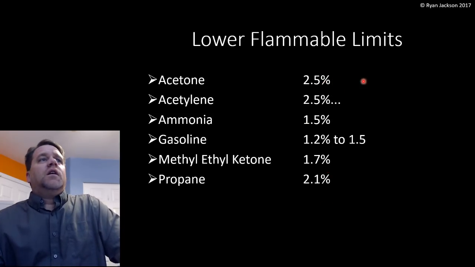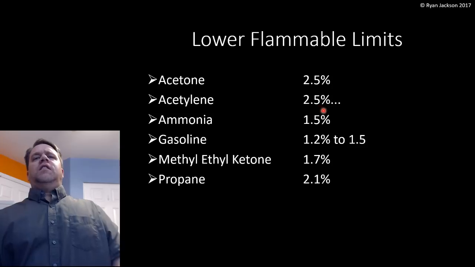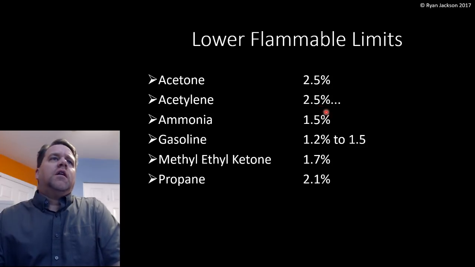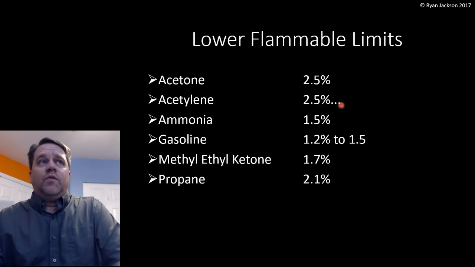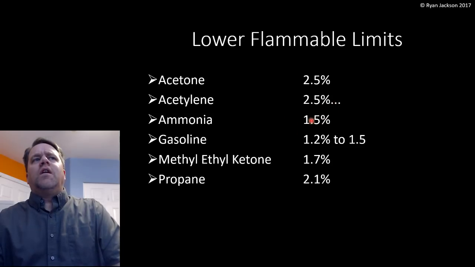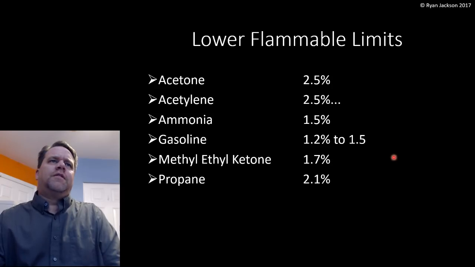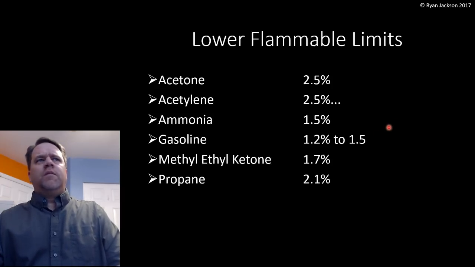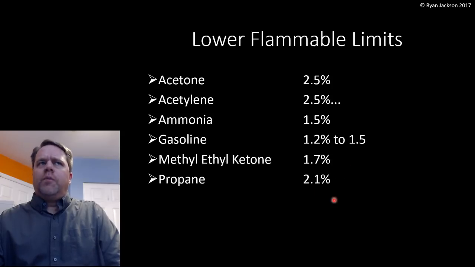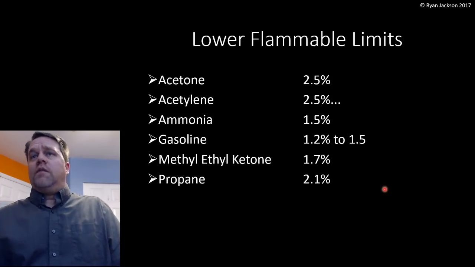Acetone, 2.5. Acetylene, 2.5. Acetylene is unique, actually. Acetylene can actually burn at 100%, which is interesting. Ammonia, 1.5. Gasoline, 1.2 to 1.5. And I think the high end for the upper flammable limit for gasoline is somewhere in the area of like 7. Methyl ethyl ketone, propane, all of them have a lower flammable limit.